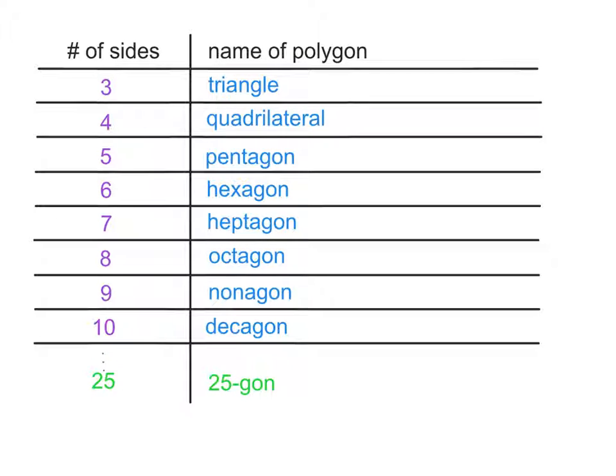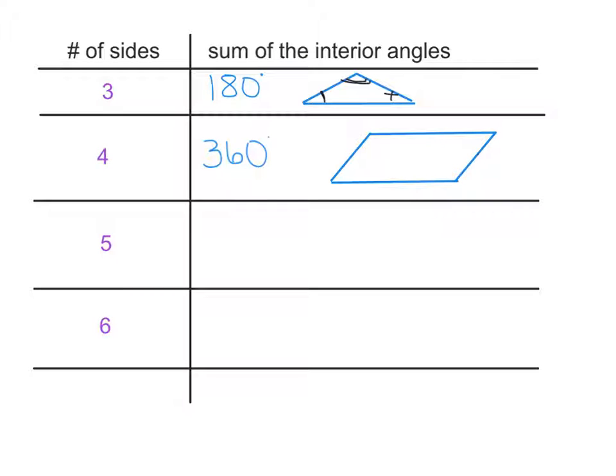Anything past 10, we take the number, we put a dash, we put the word gon. So 25 sides, 25-gon. 87 sides, 87-gon. Okay? I'm asking you to learn the names from 3 through 10, and after that, we just call it a whatever number-gon. Okay, so it's time to talk about some formulas.